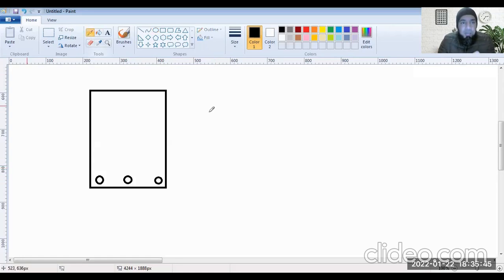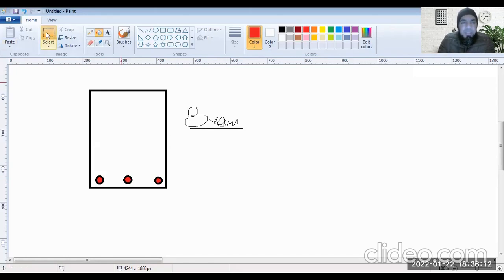This is a section of a beam which will be under flexure or under bending. So this beam section I have shown here, these red will be the steel at the bottom. Now, why did I provide the steel at the bottom?